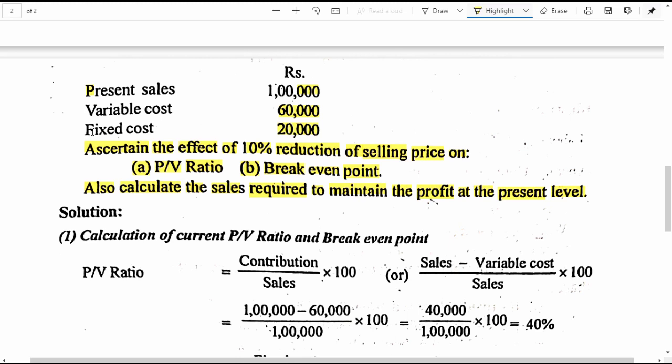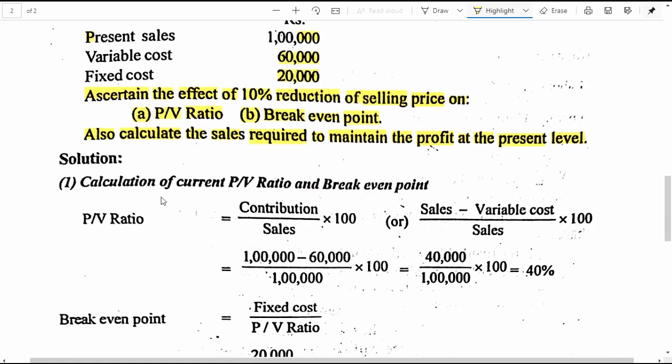So at the outset, we need to calculate PVR and break-even point for the standard situation. Followed by, we should calculate the revised PVR and BEP for the revised situation where we find the selling price is reduced by 10%. And find out what effect the 10% reduction of selling price has got on PVR, and then finally we have to calculate the sales required to be made to maintain the present level of profit in spite of the change which has taken place in the selling price.